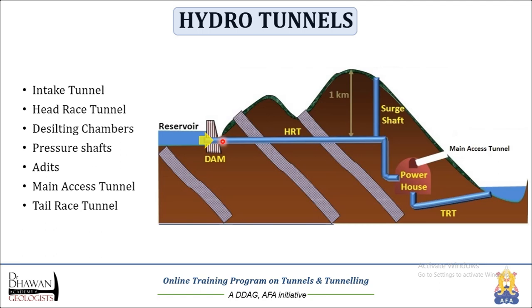Then it travels through HRT, headrace tunnel, which connects with the surge shaft, and then this vertical portion is known as pressure shaft tunnel. It goes to powerhouse for power generation, and from powerhouse, after power is generated, it goes through the tail race tunnel and connects the river again.